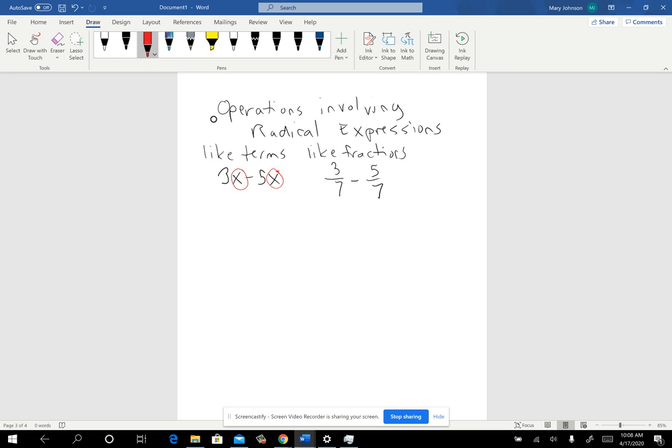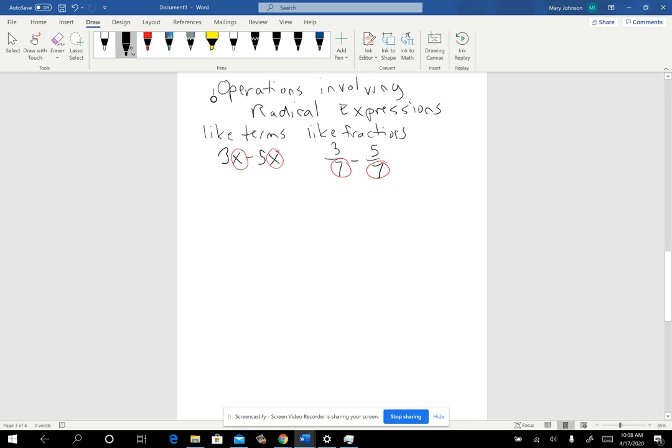And what that meant is that the denominators had to be the same. So when you're adding or subtracting radical expressions, you need like radicals, which have the same radical part.